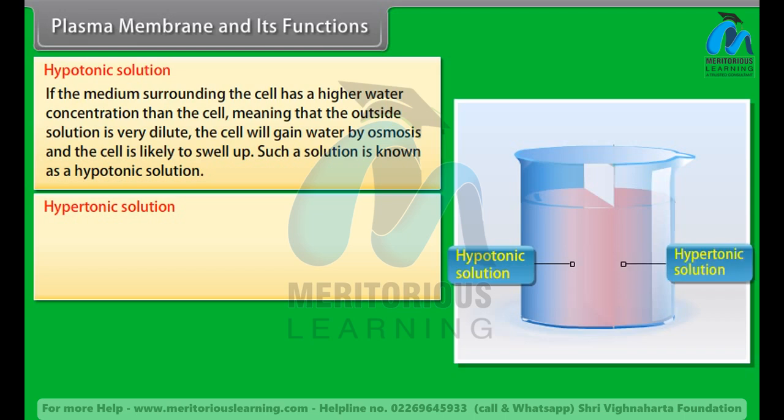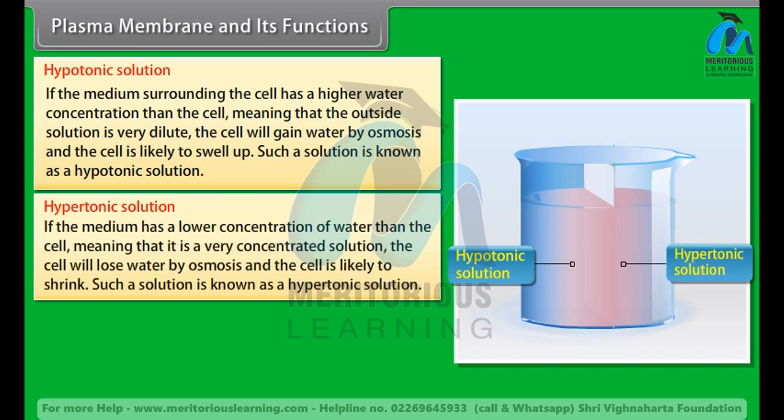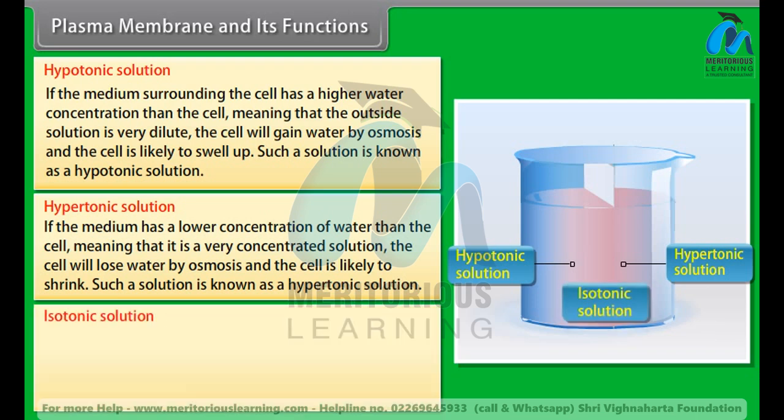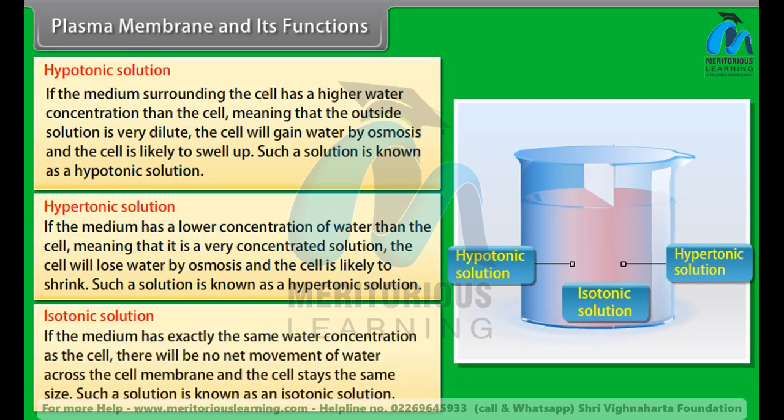A hypertonic solution. If the medium has lower concentration of water than the cell, meaning that it is a very concentrated solution, the cell will lose water by osmosis and the cell is likely to shrink. Such a solution is known as a hypertonic solution. Isotonic solution. If the medium has exactly the same water concentration as the cell, there will be no net movement of water across the cell membrane and the cell stays the same size.